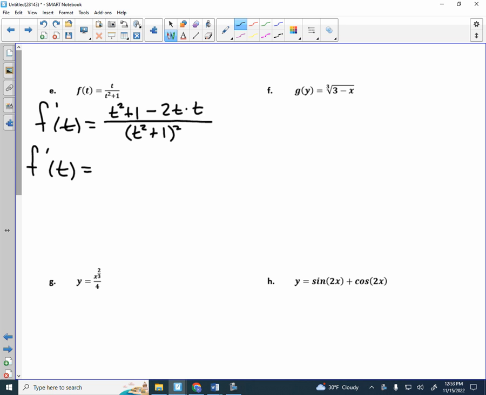F prime of t is then equal to, what are you going to have in the top? Negative t squared, or 1 minus t squared. So this is 2t squared, and then t squared minus 2t squared is negative t squared. So I want you to tell me something about the denominator. It's squared, good. What else?